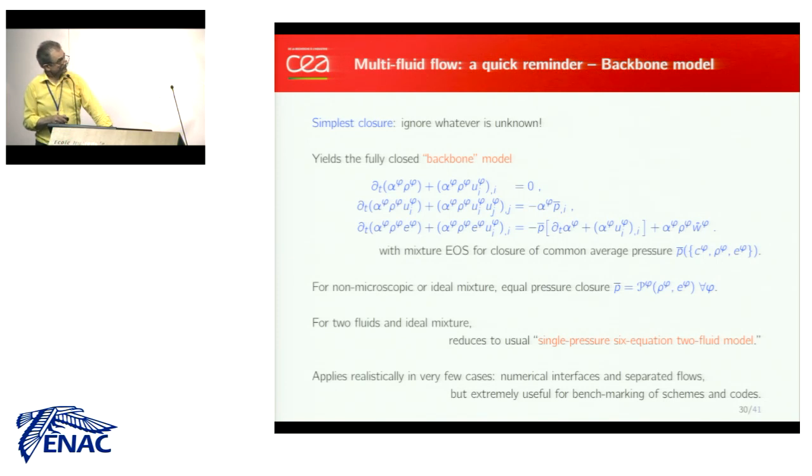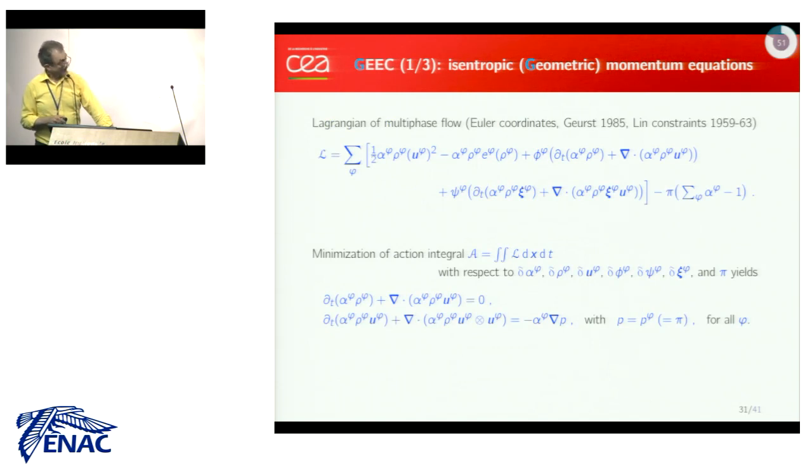Okay, and also with the condition here that all the phases have the same pressure. So we can build a Lagrangian for this multiphase flow, and this Lagrangian here is written in Euler coordinates. So we have the kinetic energy of each of the fluids. Here the sum runs over all the different fluids, the internal energy of the fluids. Here we have the mass conservation of the fluids with a Lagrange multiplier here. So here we have the direct transport operator for the density.